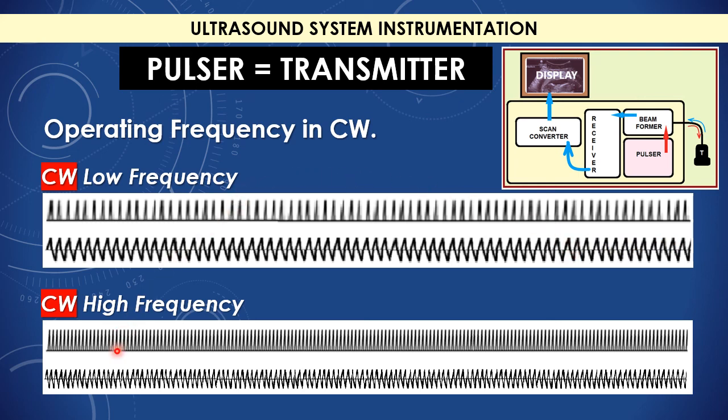If you're having a high frequency continuous sound, what happens? I will have high frequency electric spikes coming from the pulsar that are delivered to the transducer, and the transducer will convert this to a non-stop stream of continuous waves.